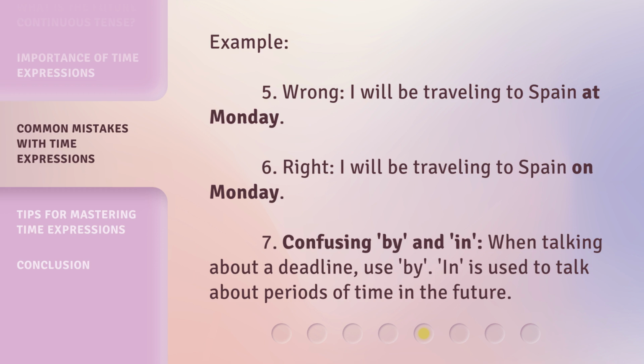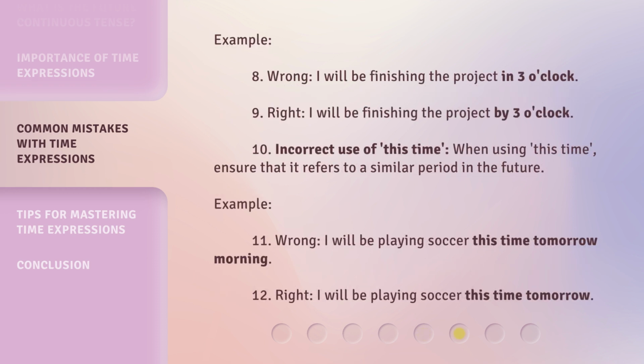3. Confusing by and in when talking about a deadline. Use by. In is used to talk about periods of time in the future. Example: Wrong, I will be finishing the project in 3 o'clock. Right, I will be finishing the project by 3 o'clock.